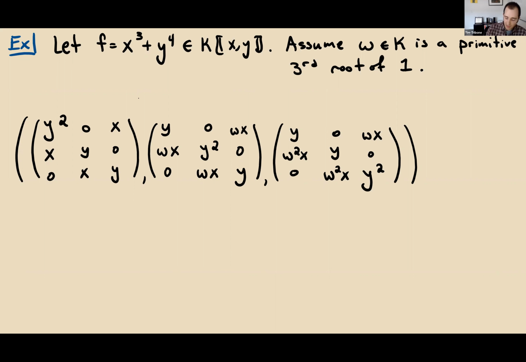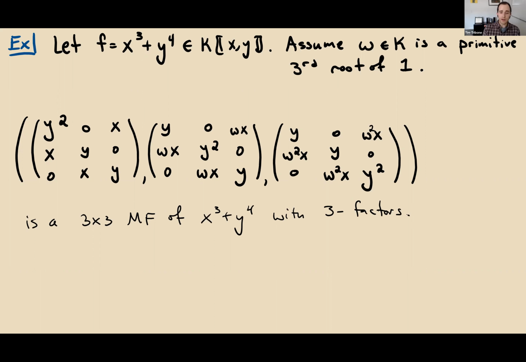I'm going to assume that I have a primitive third root of unity in my field, and this is related to the completeness and the field being algebraically closed. So it is useful to have these kind of roots of unity laying around. I just noticed a typo, I'm missing the square there. But anyway, so we can write down a 3 by 3 matrix factorization of x cubed plus y to the fourth with 3 factors.